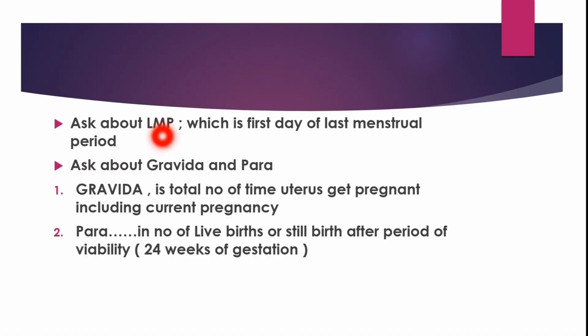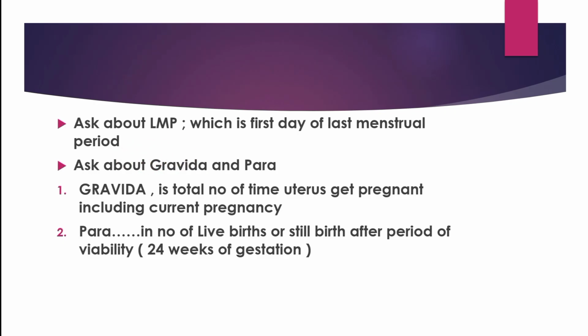Similarly ask about the LMP. LMP stands for the last menstrual period, which is the first day of the last menstrual period. Also ask about the gravida and the para. Gravida means the total number of times the uterus gets pregnant, including the current pregnancy, whereas para means the number of live births or stillbirths after the period of viability, and the period of viability is 24 weeks. Let's suppose a female is pregnant for the fourth time and she has three live children, so her gravida is 4 because she is pregnant for the fourth time, but she has three live children, so her parity is 3. So she is G4 P3.